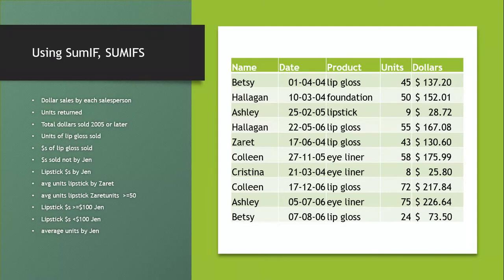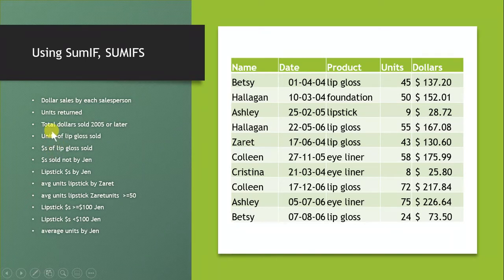Look, this is a database we'll be working on. We have name, date, products, units and dollars. These are the names of the salespersons. This is the date. This is the product they have sold. These are the units and these are the dollars. So we'll be doing questions like dollar sales by each salesperson. So I need to identify this Betsy, and this is again Betsy. What is the total of the sales by the individual salesperson? Fine. Units returned: if units are less than 0, that will be considered as a return. So we'll sum up all the values that have been returned.